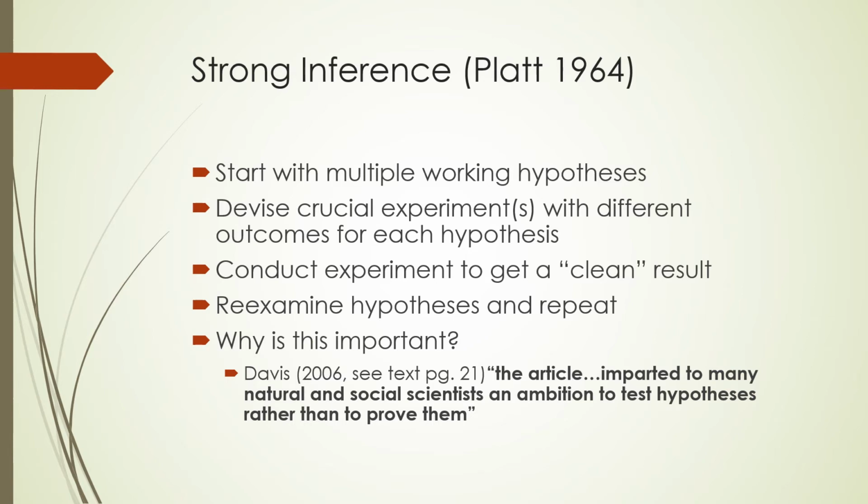There's been some criticism of Platt's paper and how he puts some sciences in the good category and others in the bad category. And there's a little bit of discussion of that in your textbook. But I think one of the really important points that come out of Platt's paper is this idea that it's always best to have multiple hypotheses when addressing a question rather than latching on to one favorite hypothesis.